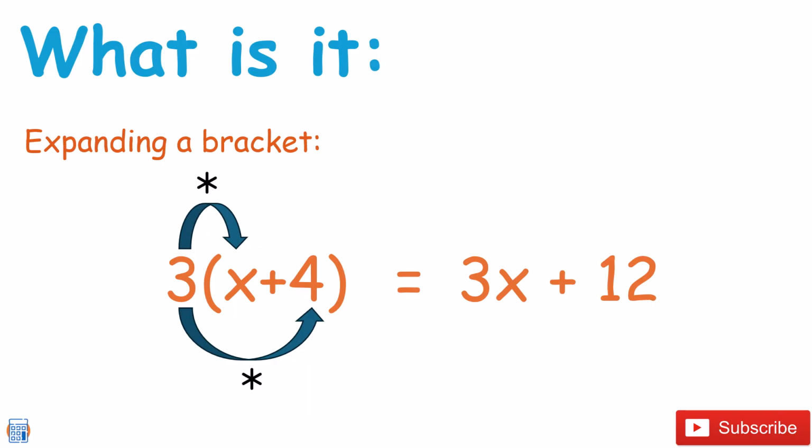So what actually is expanding a bracket? It's turning that 3 on the outside and putting it onto the inside basically. So you times the 3 by everything inside. As you can see there, 3 times x, 3 times 4, it gives you 3x plus 12.